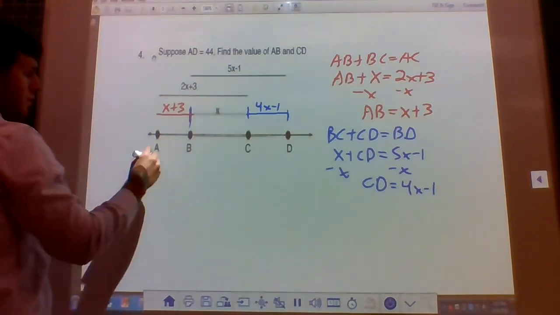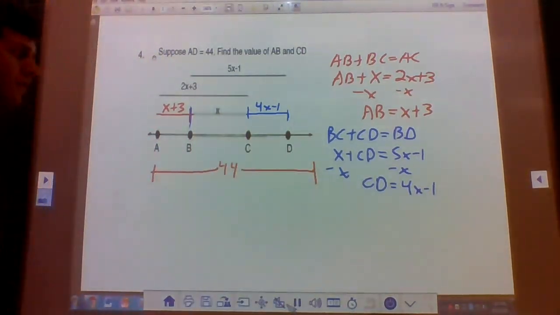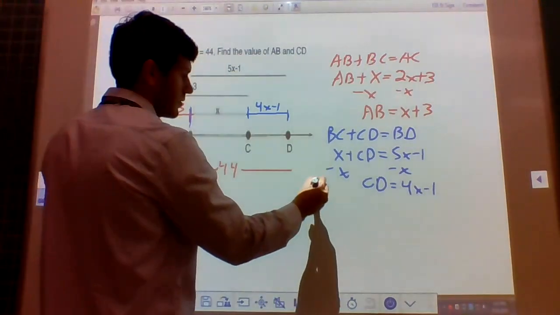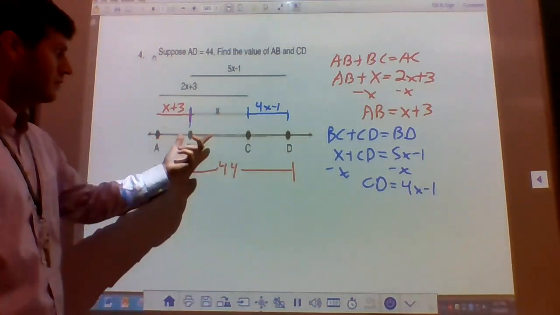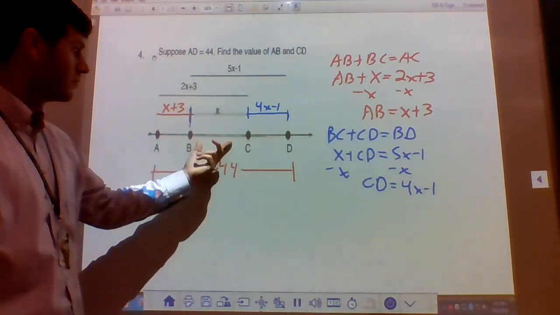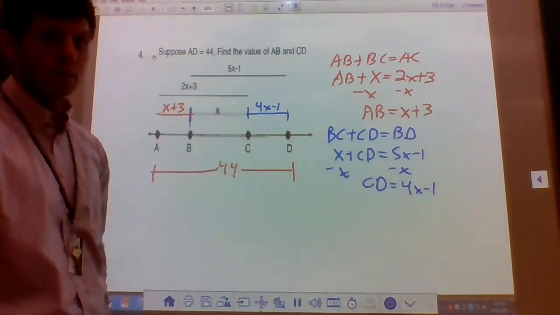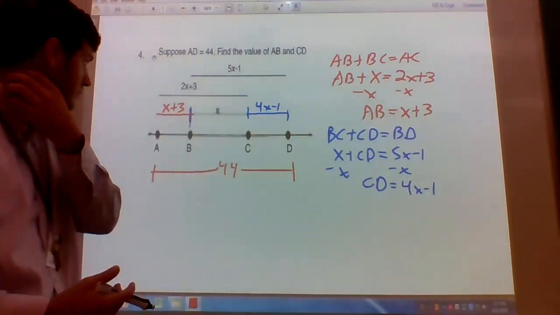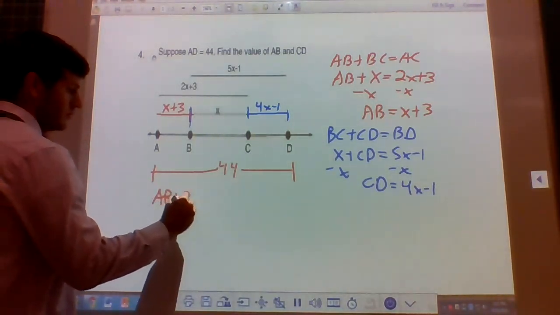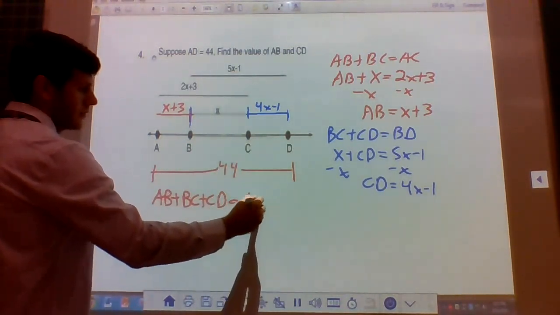And again, the whole thing was 44. Okay. So we have the 3 pieces. AB is X plus 3. 2X plus 3 minus X was X plus 3. BC is X. CD was 5X minus 1 minus X was 4X minus 1. We can now set up our equation. So AB plus BC plus CD, the 3 parts are going to equal the whole thing, AD.